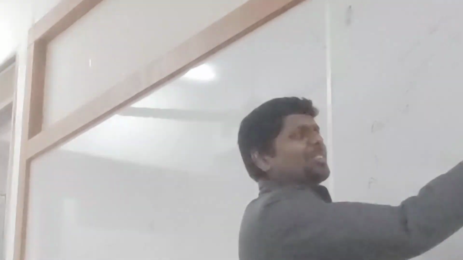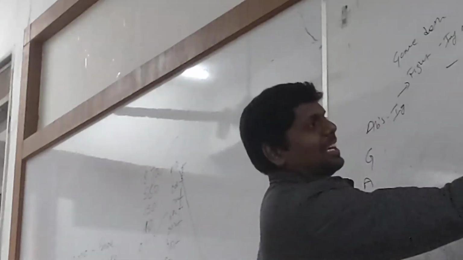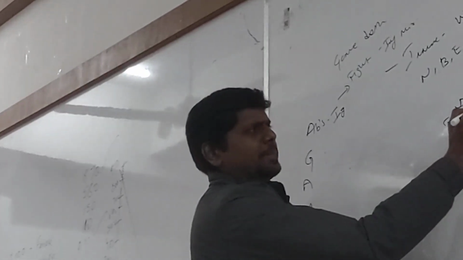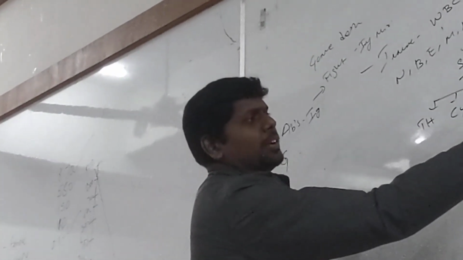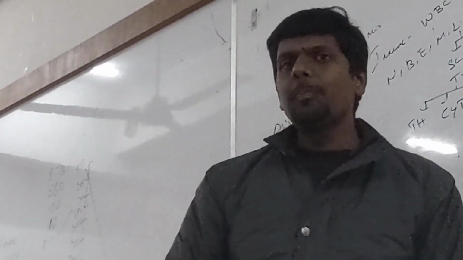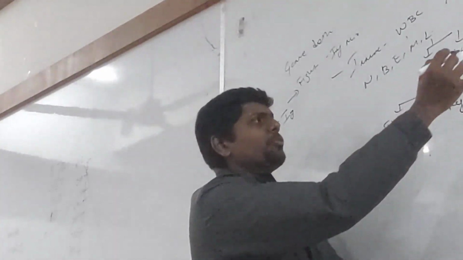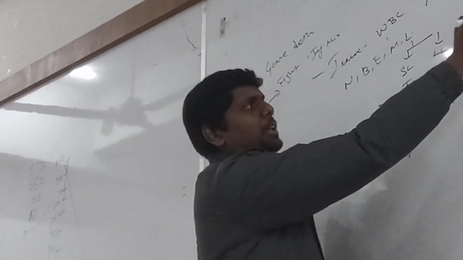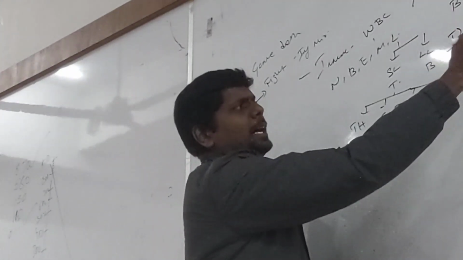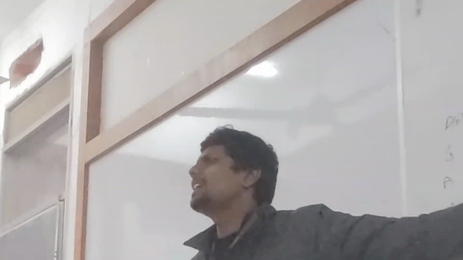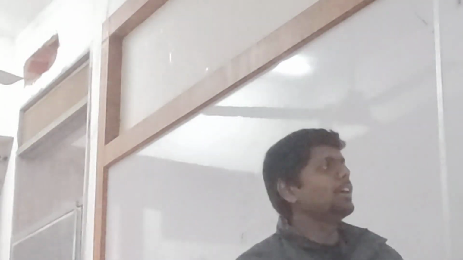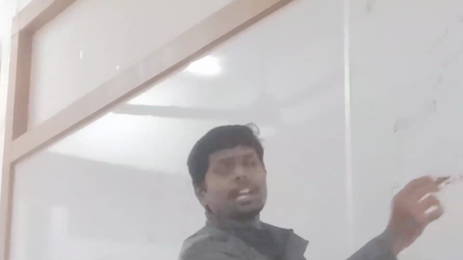Types of T lymphocytes: helper T cells, cytotoxic T cells, regulatory T cells and memory T cells. What are the types of B cells we have? B cells and plasma cells. Activated B cells are called plasma cells. Am I correct? Apart from this, there are other cells in the body. Those are dendritic cells. Okay, write down all these things.